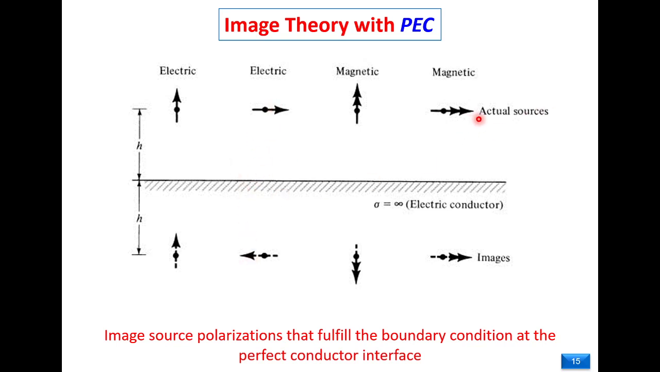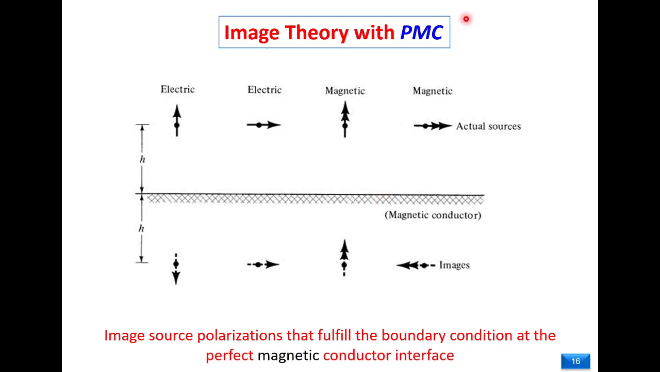For magnetic surface current, its image is along the same direction, so if we are bringing the magnetic surface current to the surface, the image will be the same, so it is doubled.